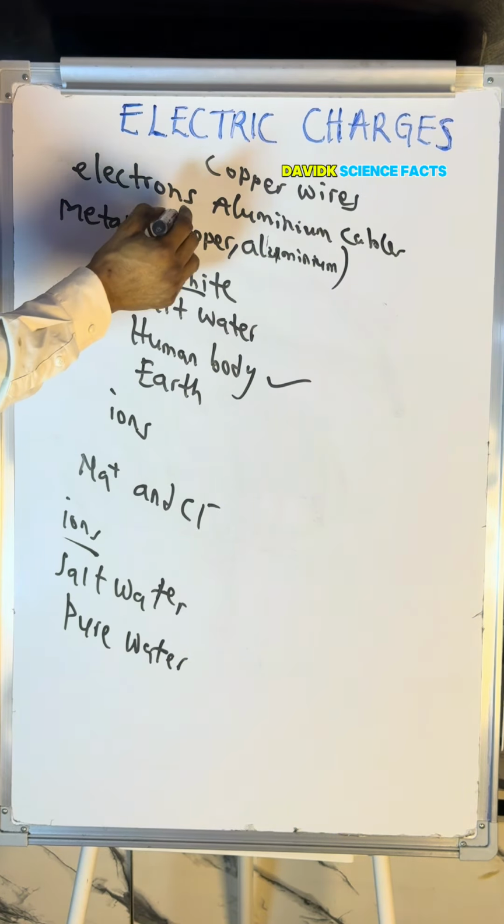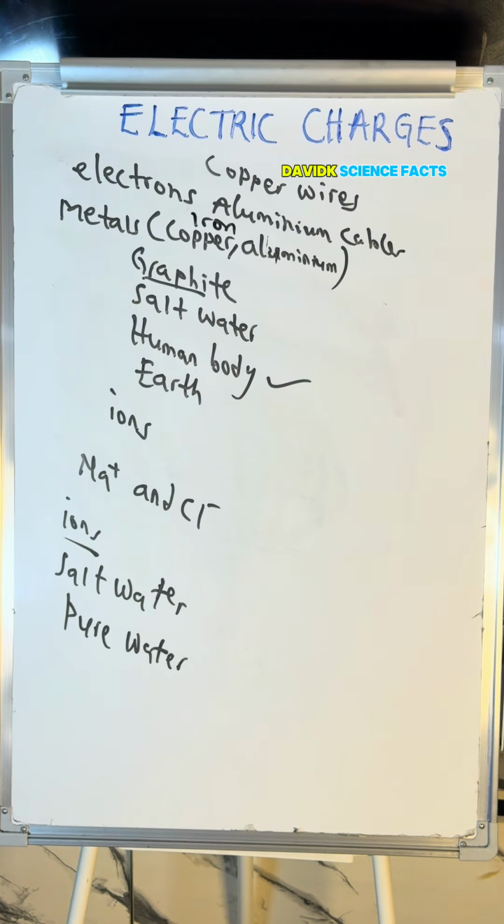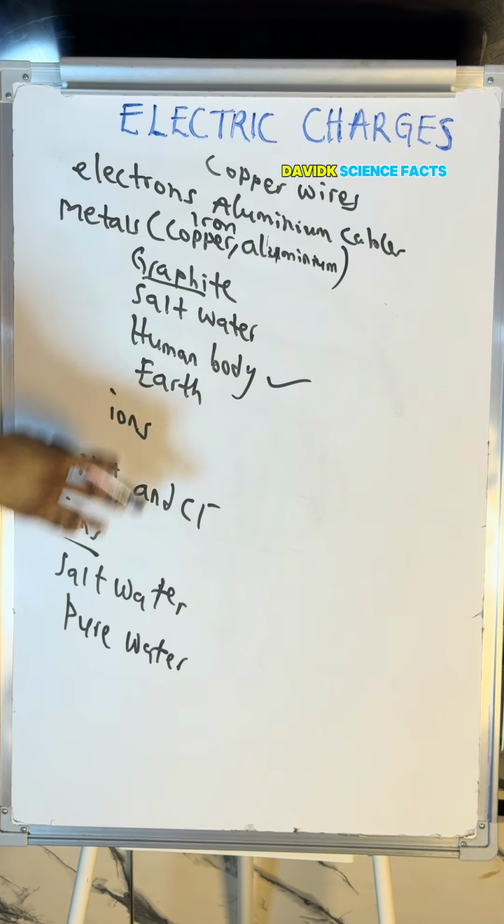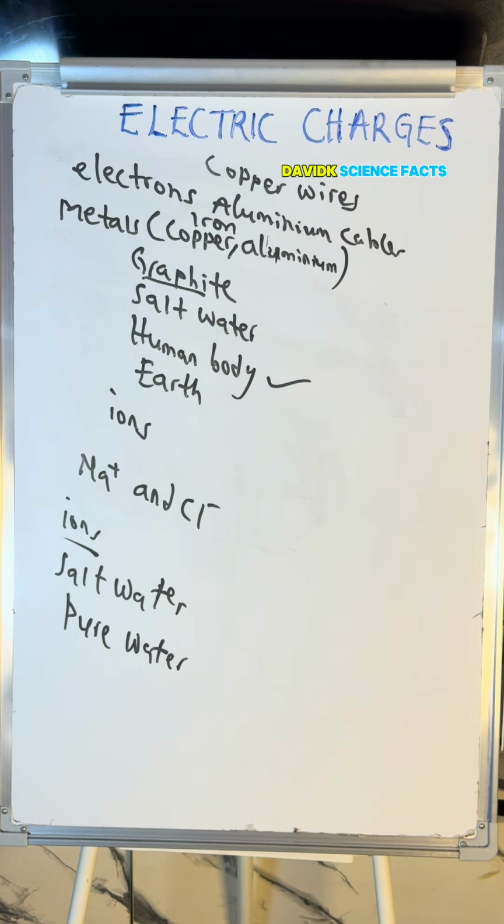We have iron. So metals conduct electricity or allow the flow of what? Of electrons. Do you understand? Or do you still want me to talk about the earth? The earth also contains water and ions, so it allows the flow of electrons. So all these are examples of conductors.